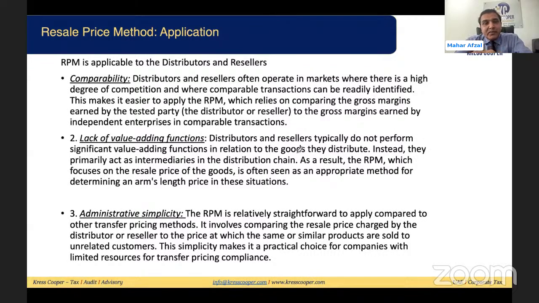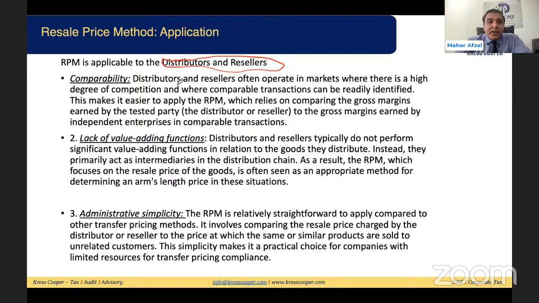The OECD guidelines, even the law, even the guide issued by the FTA says this is the most recommended method for distributors and resellers. Why? Whenever you are a distributor or reseller, a lot of players are available in the market. There is a high degree of competition. When there is a high degree of competition, you will be able to identify the margin. This is the most challenging part, how to identify the margin. The margin would be easily available.